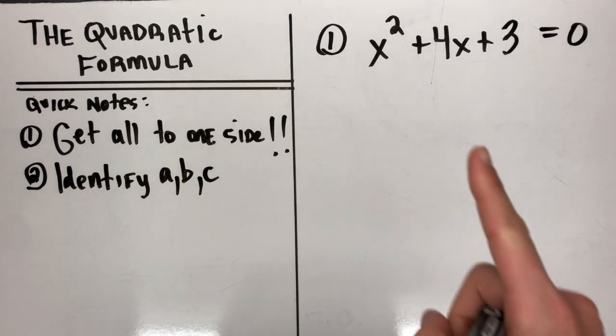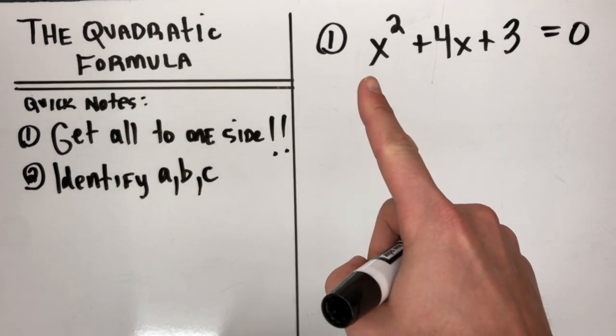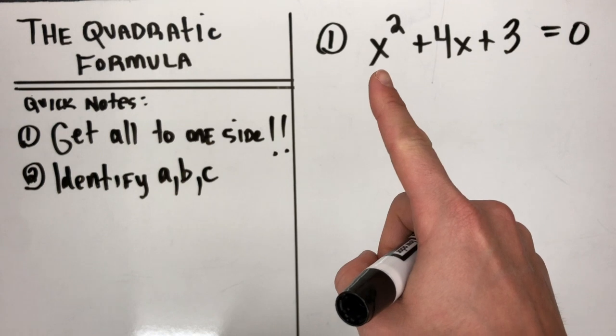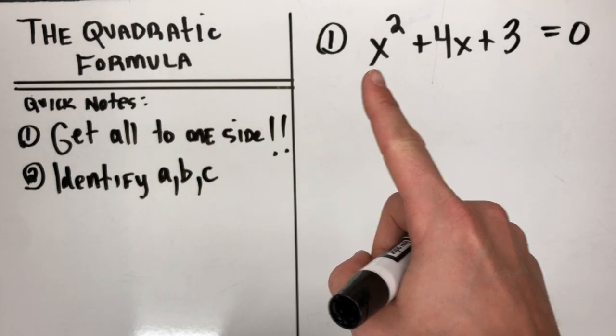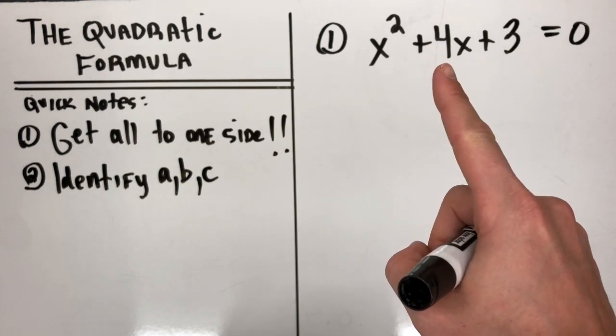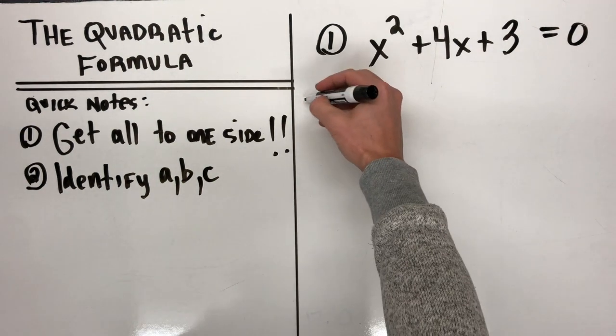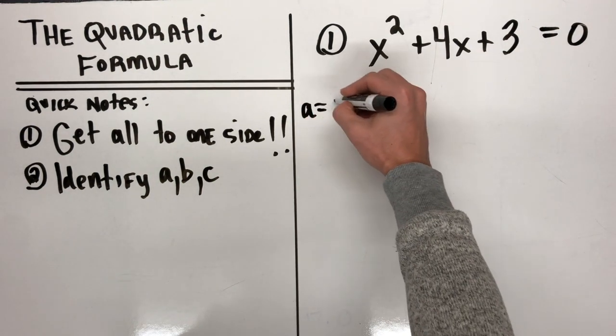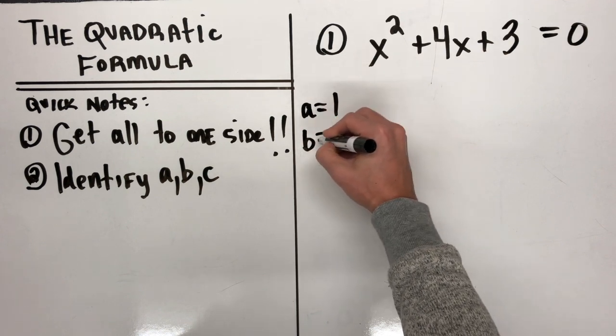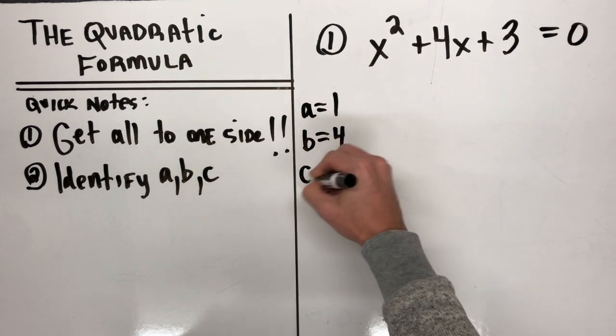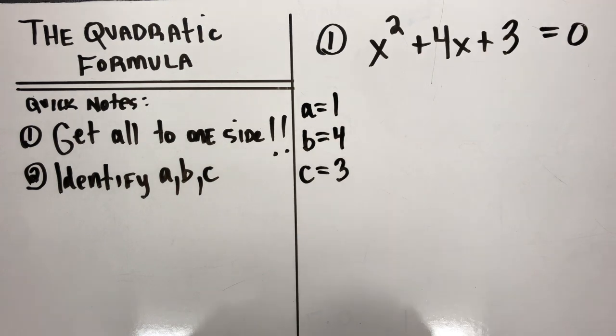So over in our quadratic over here, you'll notice that our a value is 1, or in other words, our leading coefficient is 1. Our b value is 4, and our c value is 3. Next, now we're going to plug our a value, our b value, and our c value into the quadratic formula.